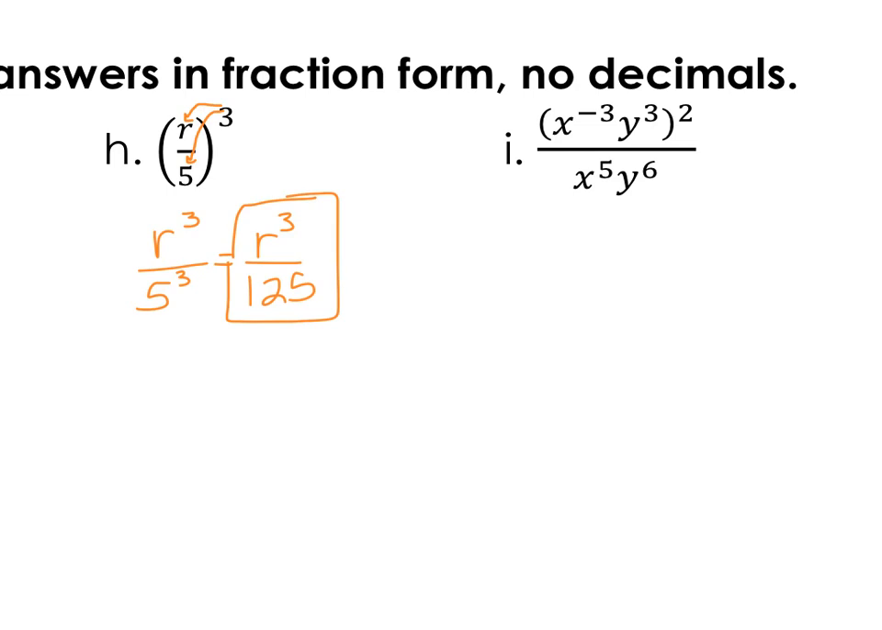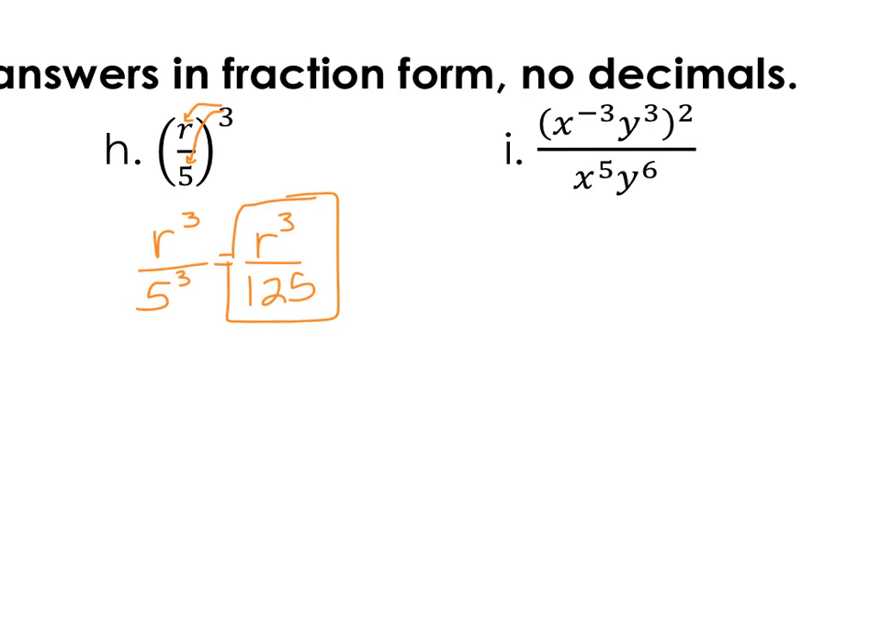And we saved the best for last. Let's take a look at example I. There's a lot happening here as well. I see we have x's and y's in the numerator and denominator. We also have a parenthesis, and then I see a negative exponent. There's a lot happening here.